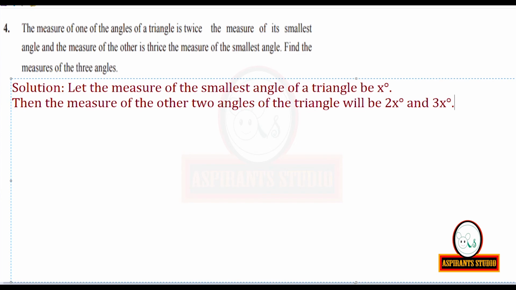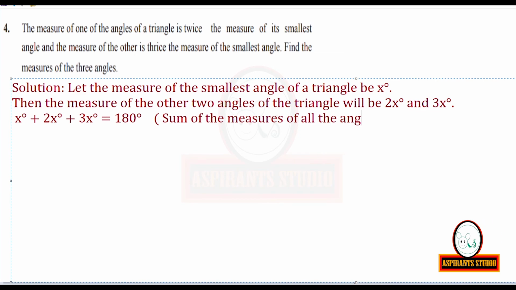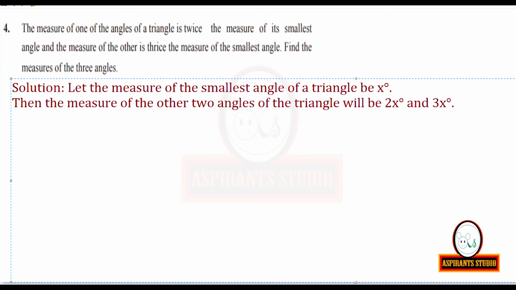We all know the property. Sum of measures of all angles of a triangle is 180 degrees. So, we are going to apply this property here in this triangle. So, you will get x degrees plus 2x degrees plus 3x degrees is equal to 180 degrees. Write the reason beside it. Since sum of measures of all angles of the triangle is 180 degrees.